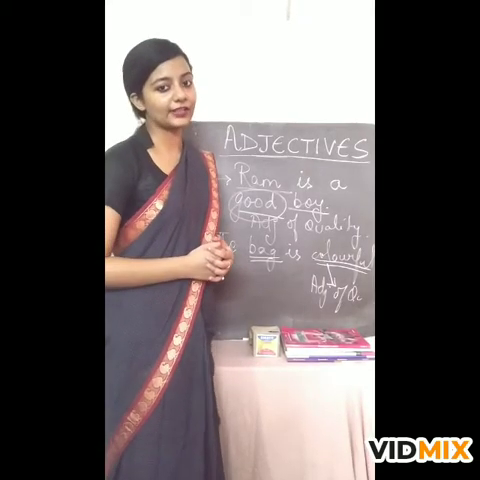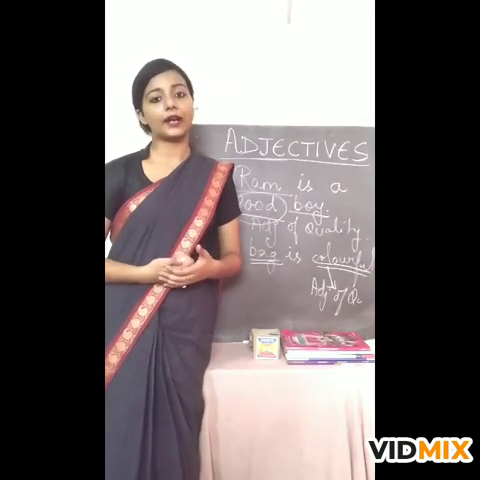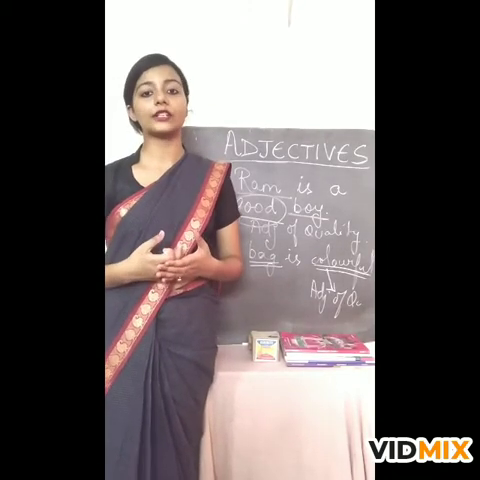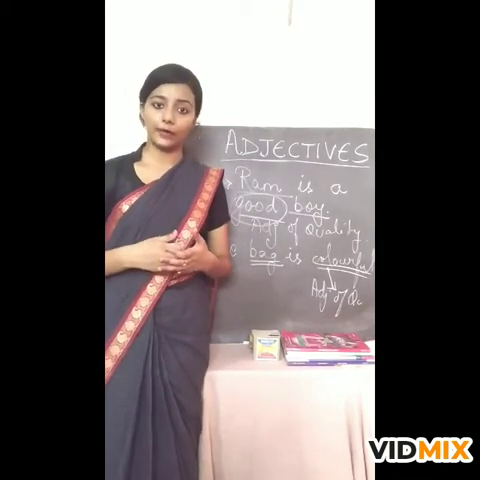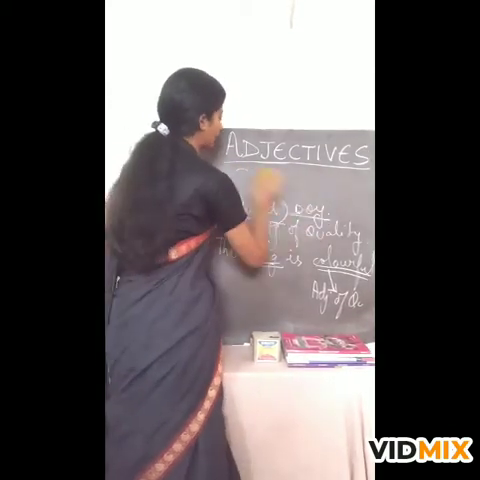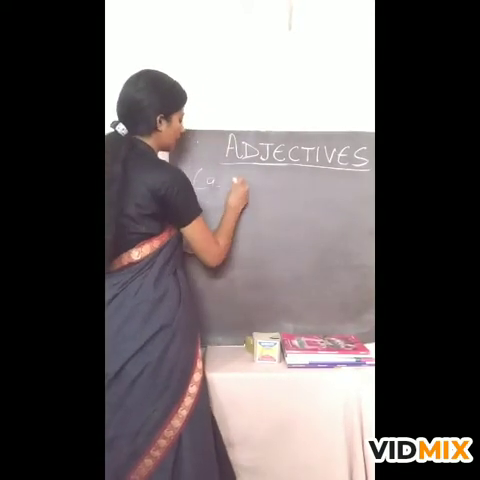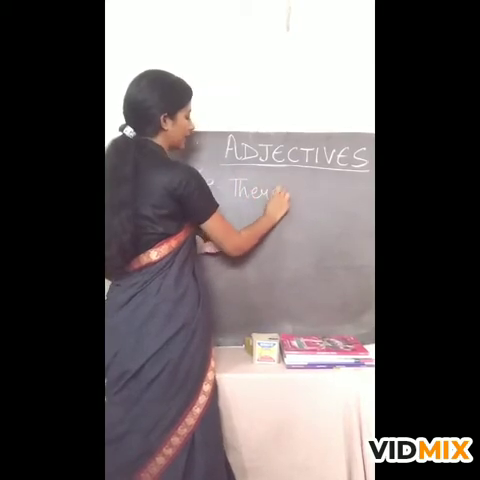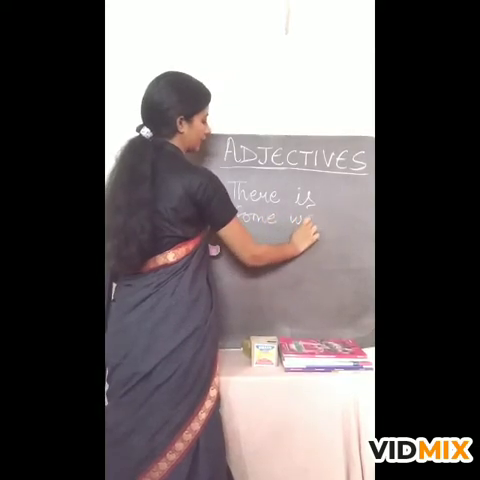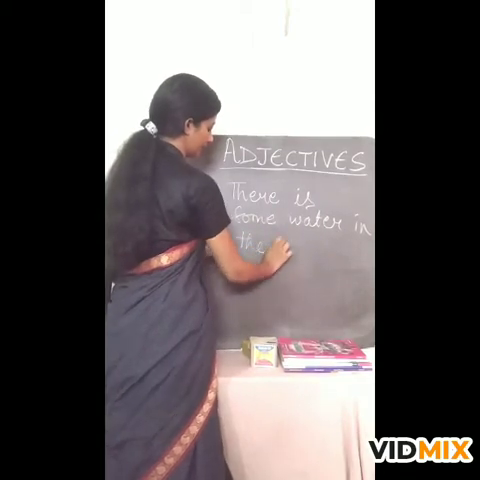The second kind of adjective is adjective of quantity. In this, the word describes about the thing, how much thing is left or how much thing we are talking about. Okay, let us take an example. The example for the adjective of quantity will be, there is some water in the jug.